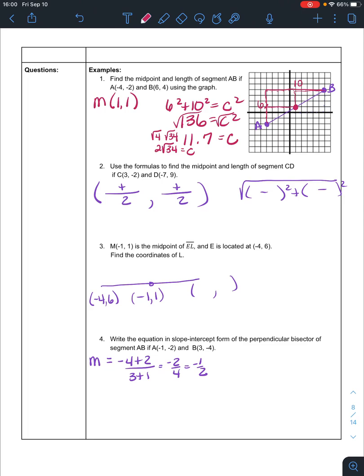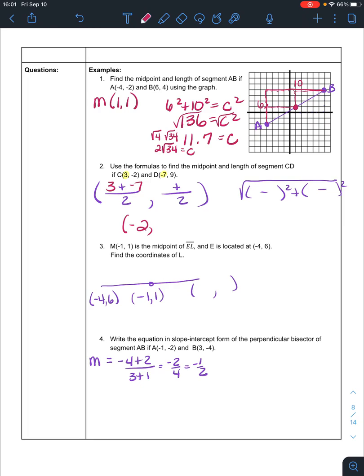Now, how would you use the formulas to find the midpoint? Well, we have our 2 points. What you're going to do is take your x values and add them together. I have already written the skeleton, so now I'm just going to plug them in, 3 and negative 7, divided by 2. When you do 3 plus negative 7, you get negative 4, divided by 2 is negative 2.